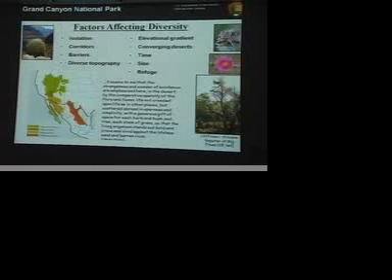It's an area where there has been very little grazing. Some of the impacts that you see throughout the rest of the Southwest we haven't had in the park. And so it has provided a refuge for some of these plant species.